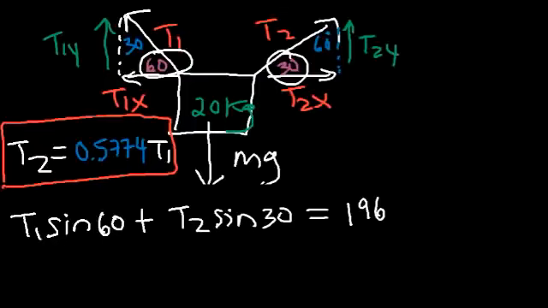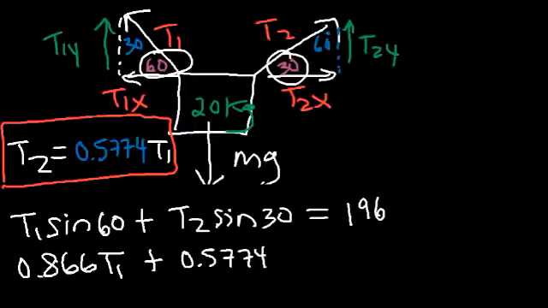Sine 60 is root 3 over 2, which as a decimal is about 0.866. So we have 0.866 T1. T2 is 0.5774 times T1, and sine 30 is a half, and this is equal to 196.